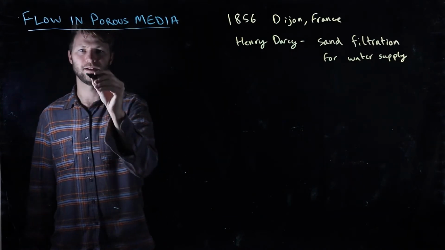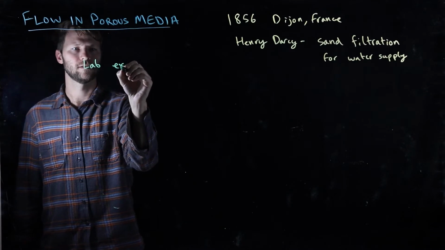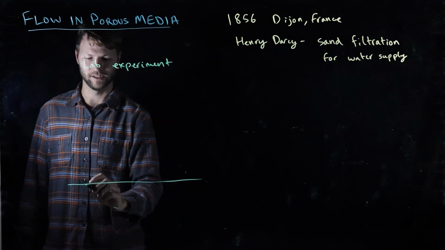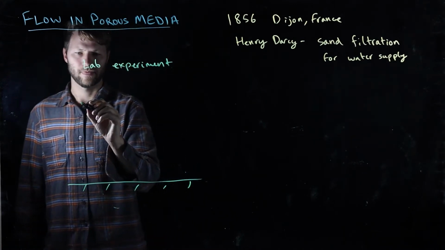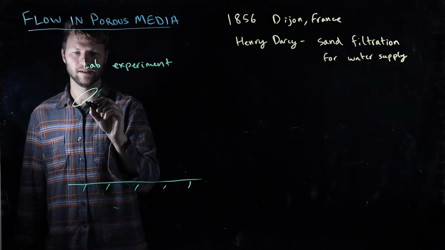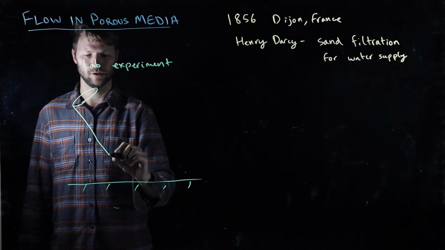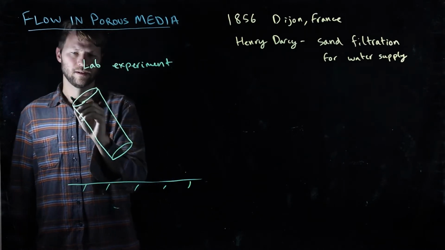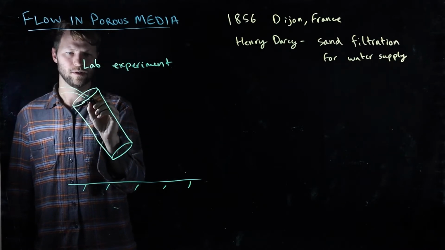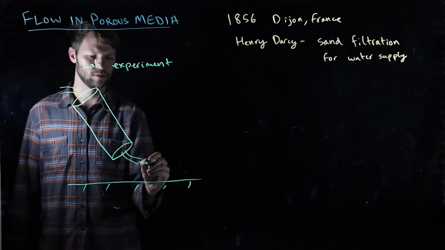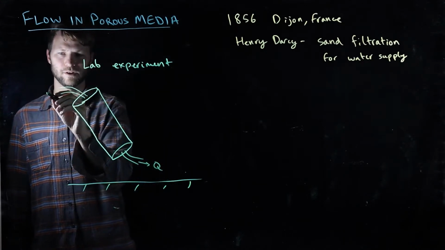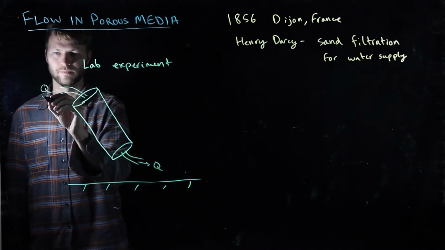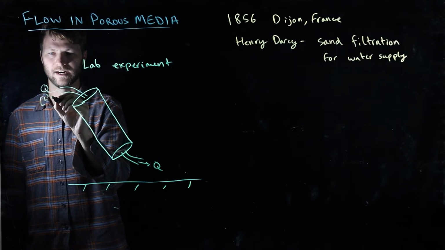So one of Darcy's experiments was in the lab, and it consisted basically of some lab bench here and a big cylindrical tube, and there was water that could flow into the tube through some hose and water that could flow out of the tube through some hose. And this water flowing in and out is the same. You let it get to steady state. And it's flowing at a rate Q, volume per time.